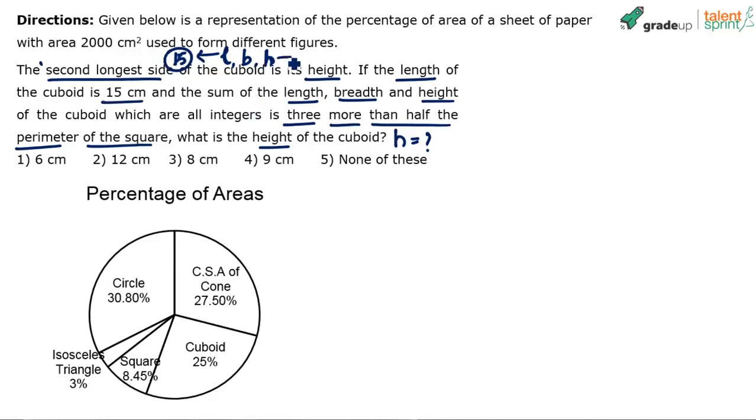We have to find out the height. Height is equal to what is the question? So height will be definitely less than 15. If I look at the options, all the options are less than 15. So no elimination as such, right? Height should be less than 15. Why? The longest is 15. Height we know is second longest. Now what else do we know?